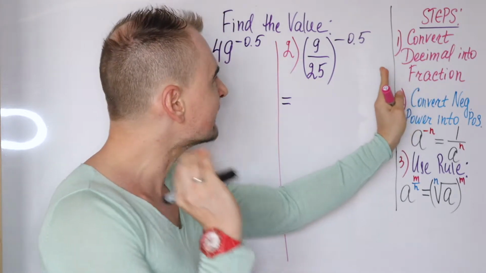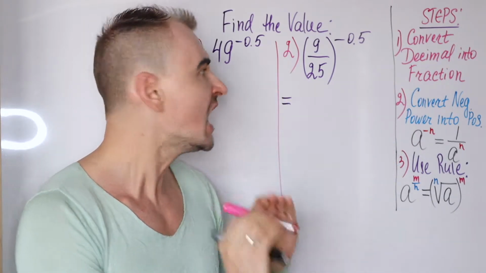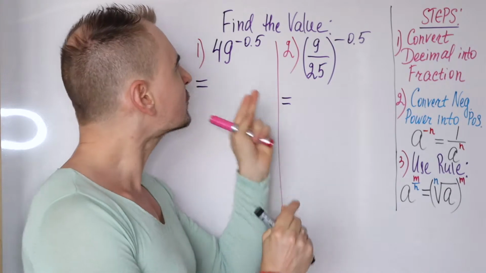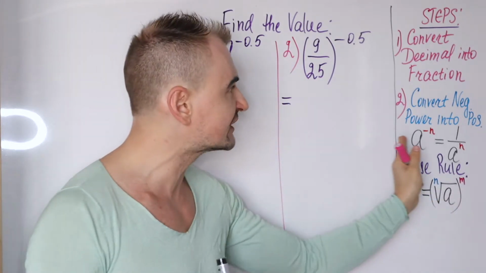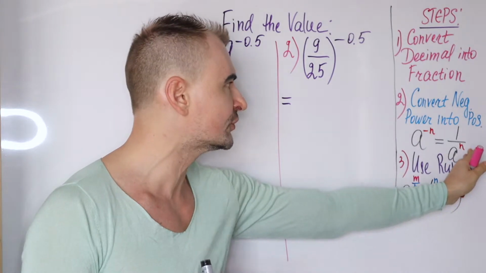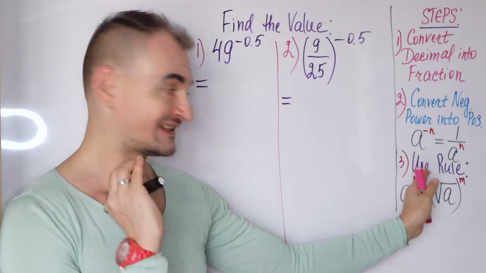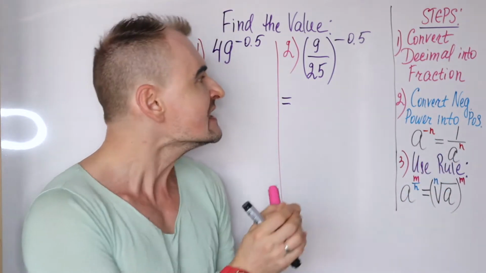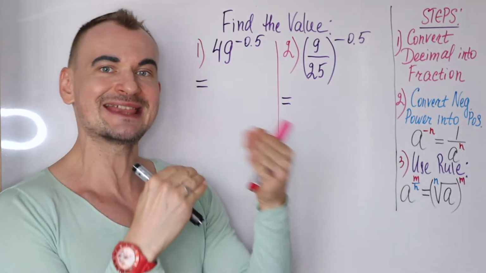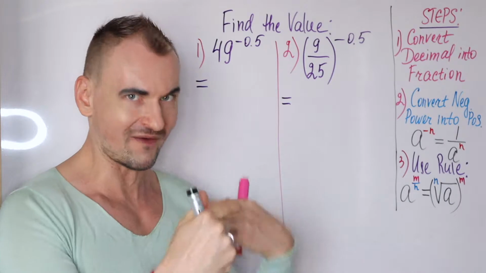First of all, convert the given decimal into a fraction. Second step, you want to convert your negative power and turn it into a positive power by applying the following rule. So a to the negative n is equivalent to 1 over a raised to the power of n. So basically, this negative power indicates the reciprocation. You need to take the reciprocal, so 1 over.